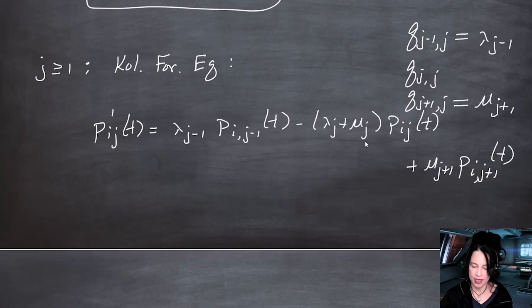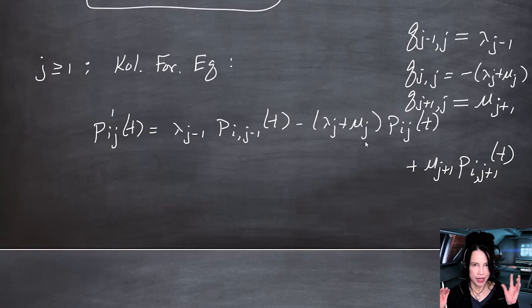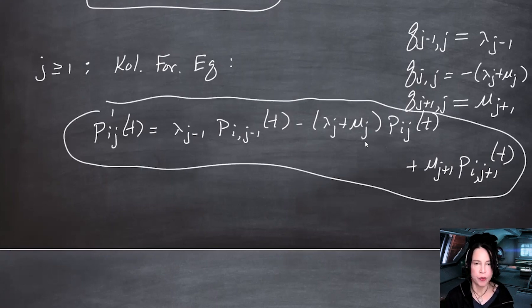And the jj, that's the diagonal term, is the negative of the birth rate when there's j in the population plus the death rate when there's j in the population. So I use those 3 q's and the big sum I had in order to write down the Kolmogorov forward equation in the case when j is greater than or equal to 1.